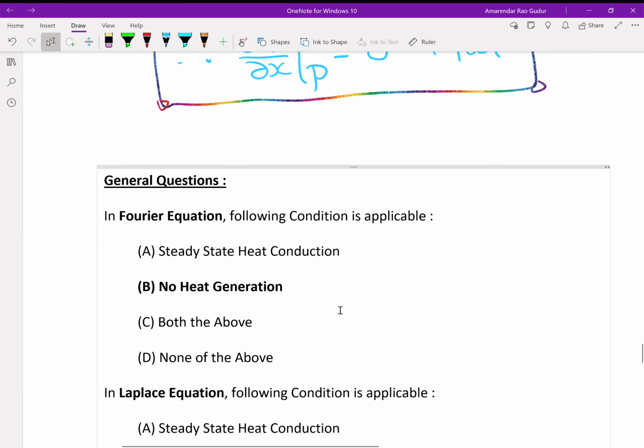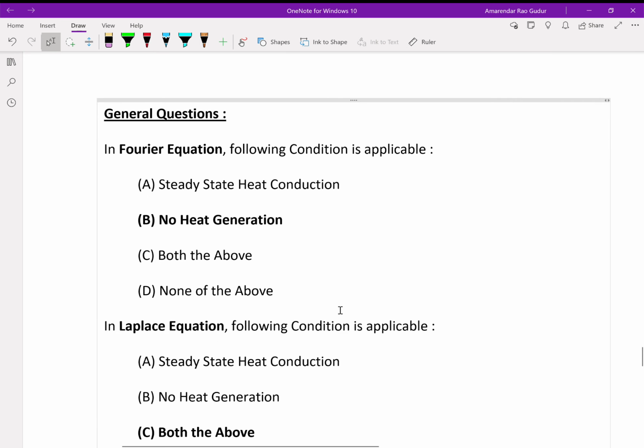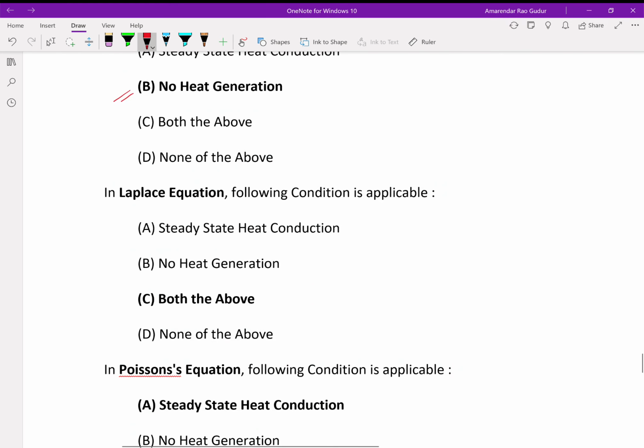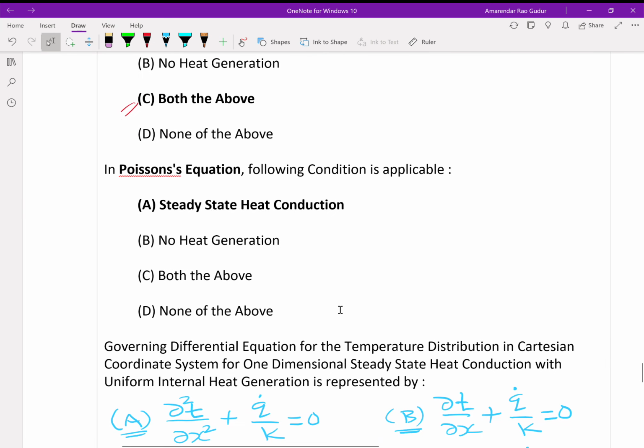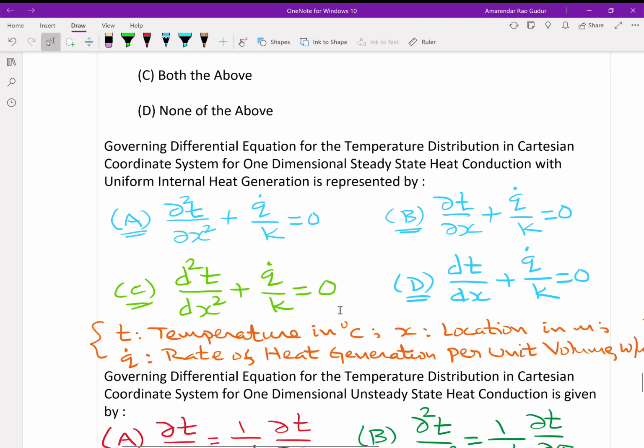And if you look at some general questions: in Fourier equation, which condition is applicable? Just now we have seen that in Fourier equation heat generation is 0. In Laplace equation, which condition is applicable? Steady state, no heat generation, both the above, none of the above, definitely both the above. Then in Poisson's equation, again same options, you will have to go for option A, that is steady state heat conduction.